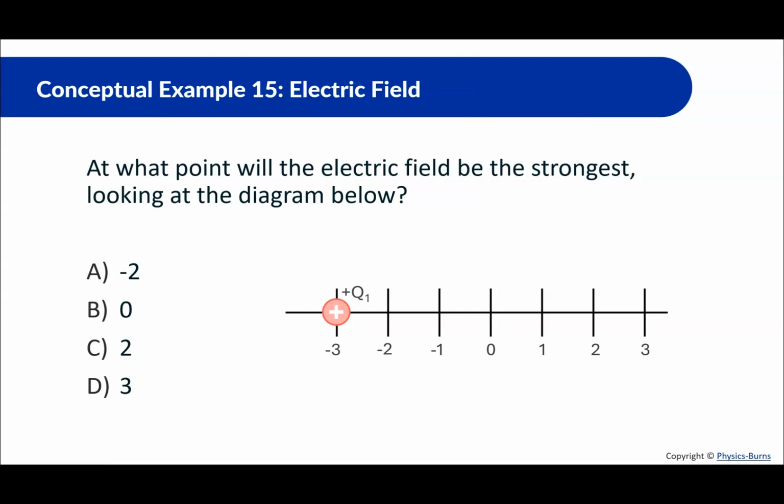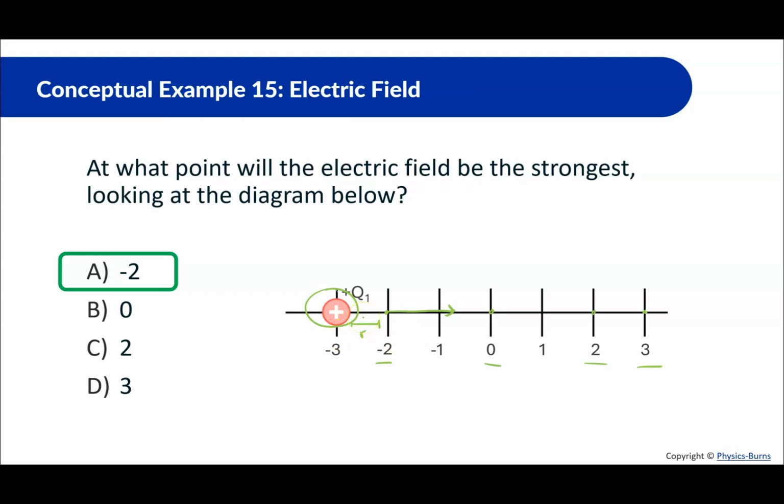Okay, so conceptual example 15. At what point will the electric field be the strongest, looking at the diagram below? A, -2, B, 0, C, 2, D, 3. Which one would have the strongest electric field? Hopefully it makes sense that it's going to be -2. Why is -2 going to have the strongest electric field? Well, that's the one that's the closest to the charge. So the closer it is to the charge, the stronger the electric field is going to be.